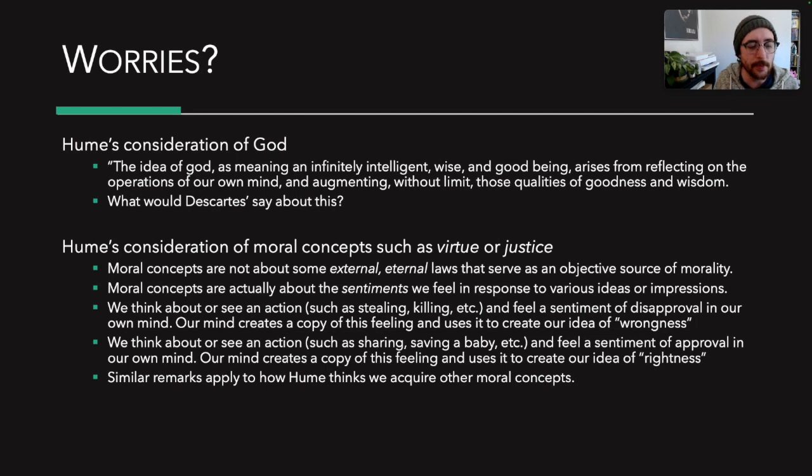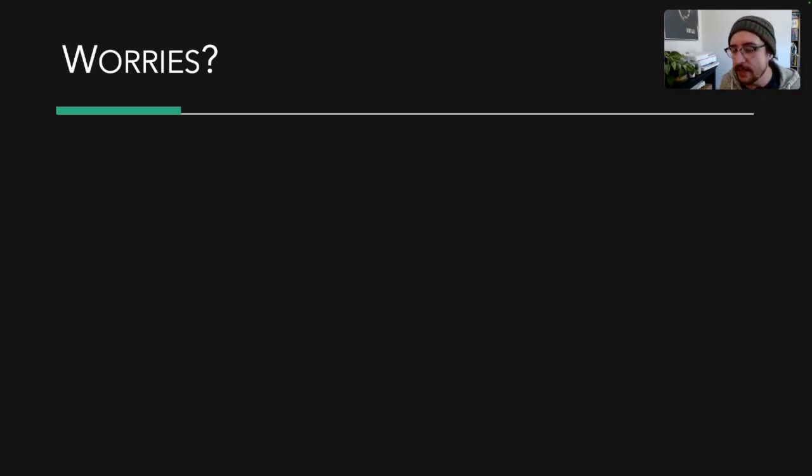And similar remarks would apply to how Hume thinks that we acquire other moral concepts. Now, you're going to have to think, is that really a good explanation? Does that really capture everything we think is in the idea of these moral concepts or not? Locke and Hume, when they introduce their concept empiricism, they actually tell their reader what they would have to do to prove them wrong.